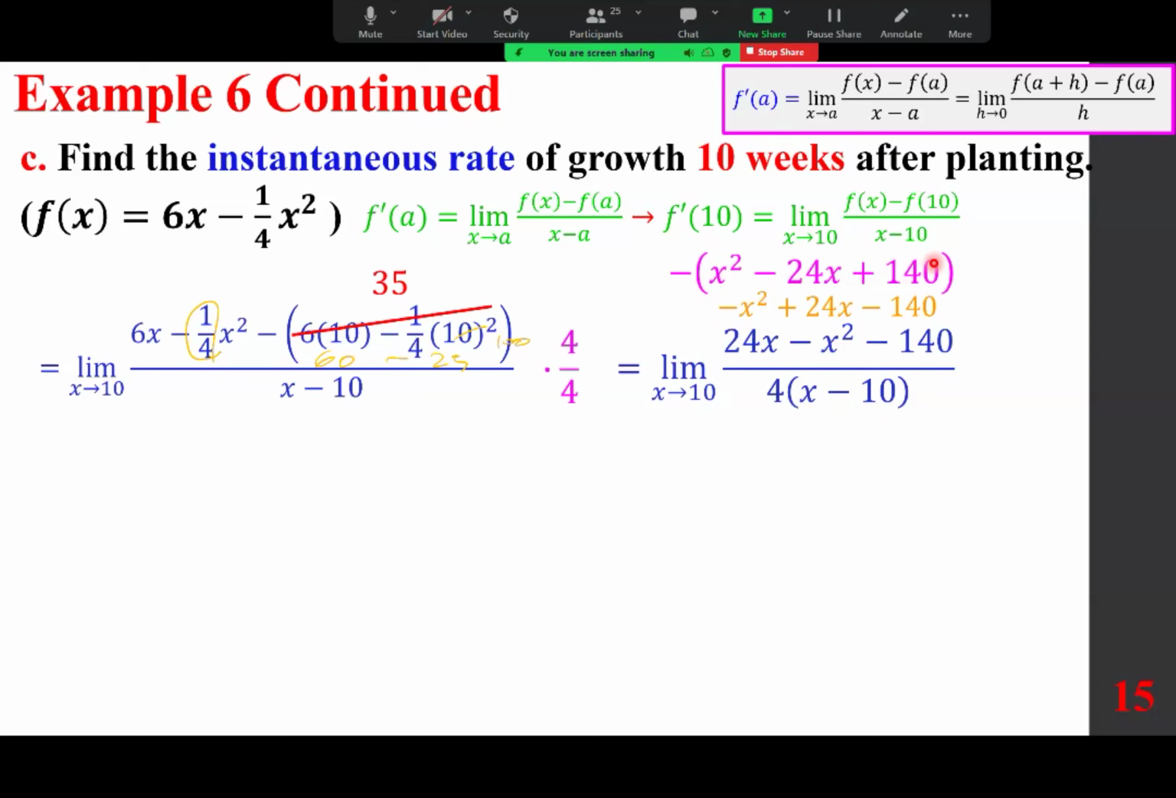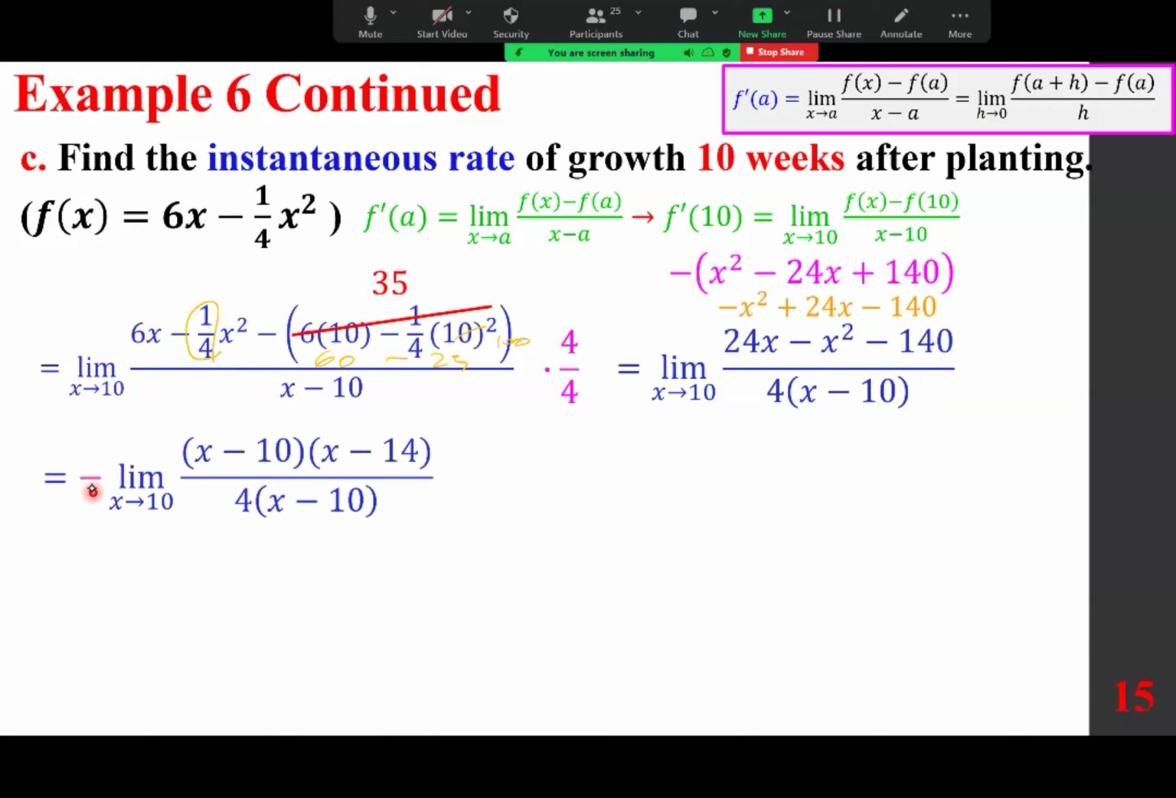And so you want two numbers. The product is 140. The sum is negative 24. That makes it negative 10 and negative 14. So this is x minus 10 times x minus 14. Don't forget the negative sign. So what I do, I keep the negative sign. It's not going anywhere, everybody. Now, whether you keep it inside or outside the limit makes no difference.